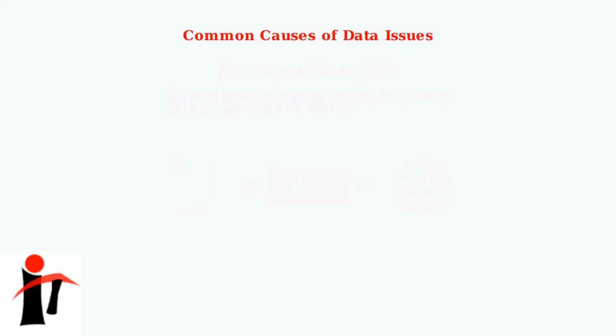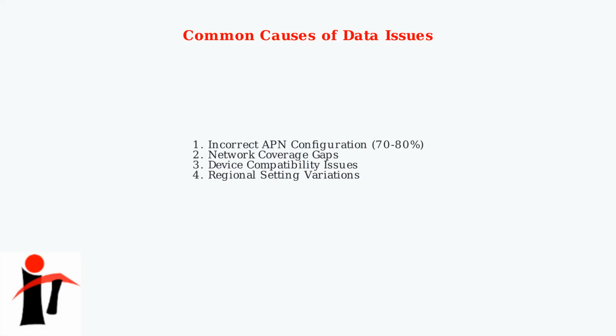There are four main causes of Lycamobile data issues. First and most common is incorrect APN configuration, affecting 70 to 80% of users. Second, network coverage gaps due to Lycamobile's reliance on host networks. Third, device compatibility issues with newer smartphones. And fourth, regional variations in APN requirements across different countries.